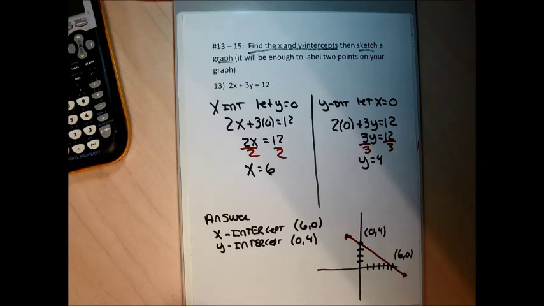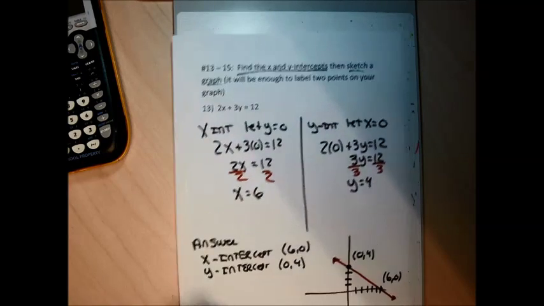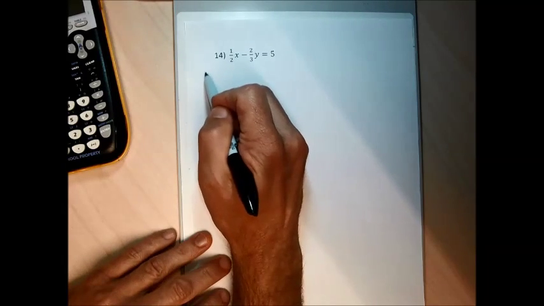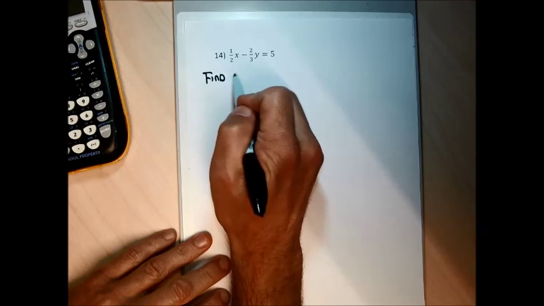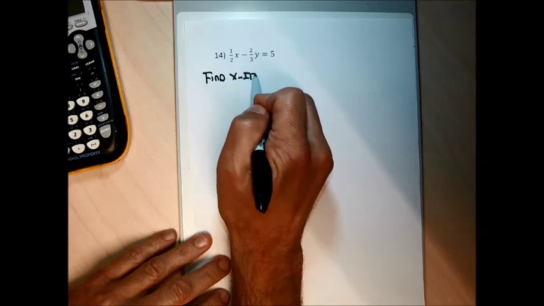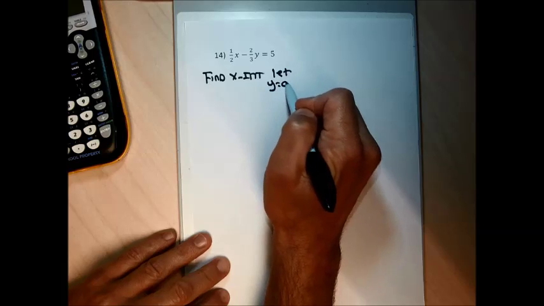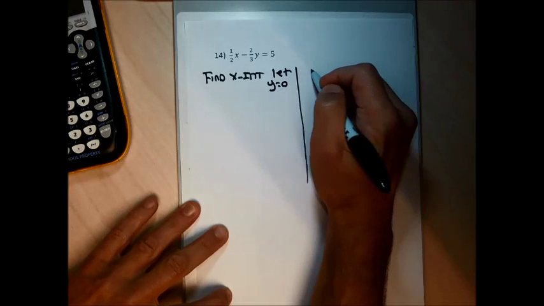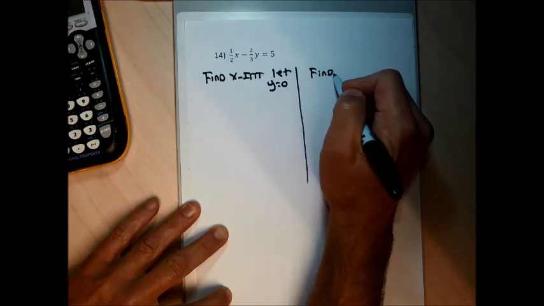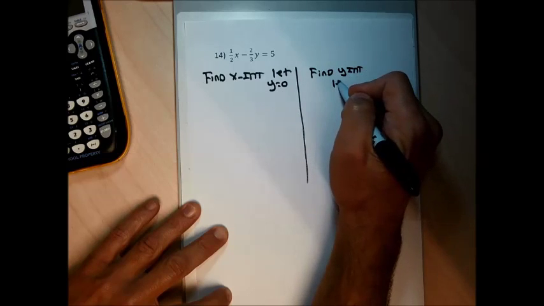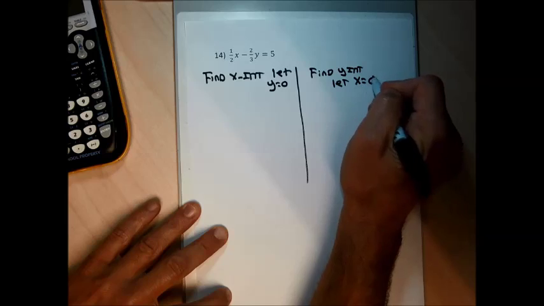14 and 15 have the same instructions, find the x and the y-intercepts and sketch a graph, so I'll do those the same way. 14 has ugly fractions, so I'm going to find the x-intercept by letting y equal to 0. I'm going to find the y-intercept by letting x equal to 0.